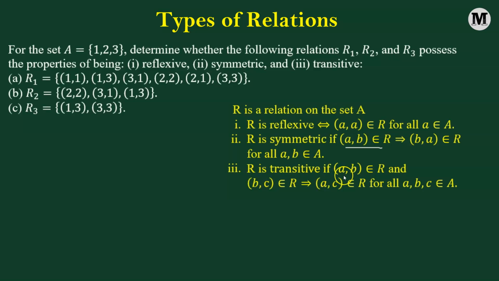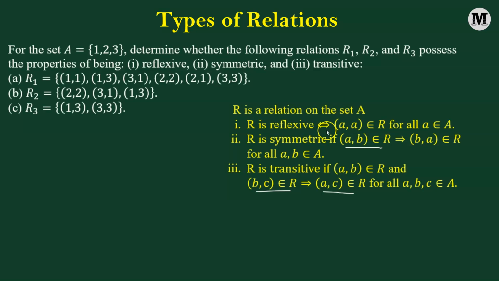And R is going to be transitive if the ordered pair (a, b) belongs to R and (b, c) belongs to R implies that (a, c) also belongs to the relation R for all a, b and c belonging to the set A. So this is the definition for the relation R to be reflexive, symmetric and transitive. Now we will check for each of the relations. So let's check for reflexivity for each of them.